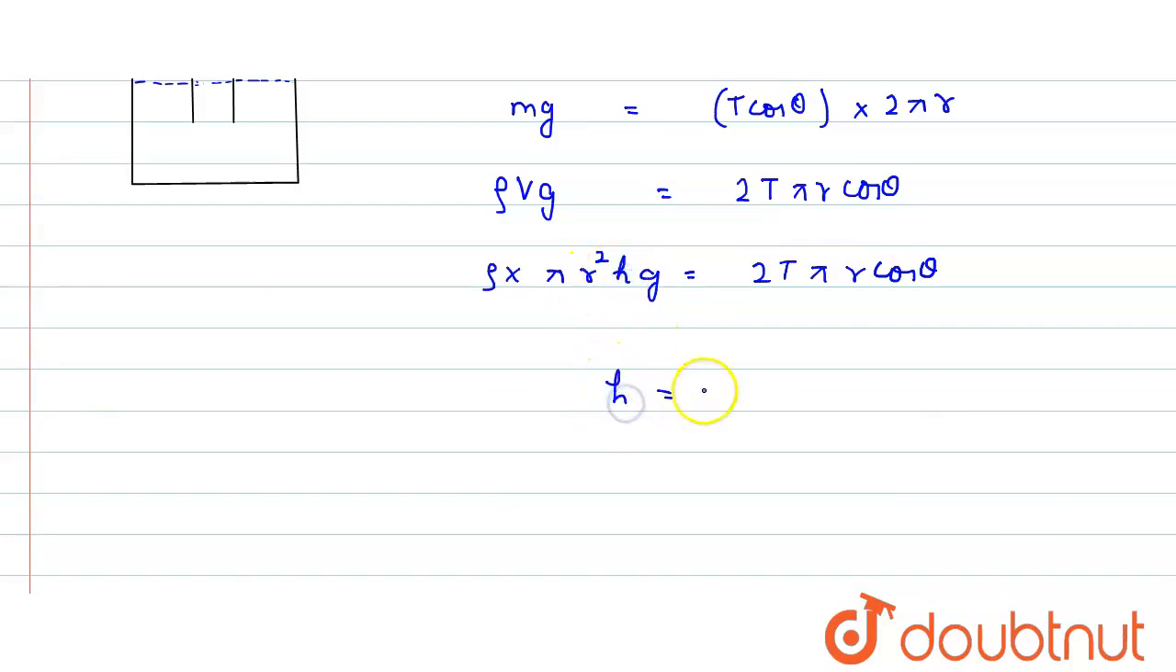Now from here, h would turn out to be 2T cos theta divided by rho g r, because this pi and this pi would be gone, and one power of r would be gone. So this is the capillary rise.